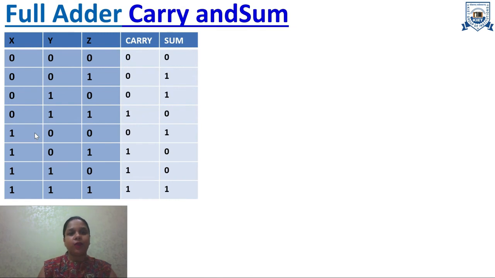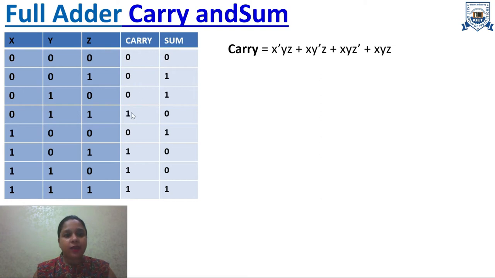This is the table for full adder. Now first carry is evaluated. Along 1, the inputs are written like this. This is x bar y z. X bar y z is written over here. Now next one is taken for carry. Here is the next one. It will be x y bar z. Along the next one it will be x y z bar. And along the next one it will be x y z.